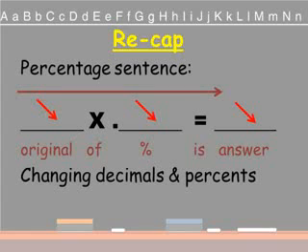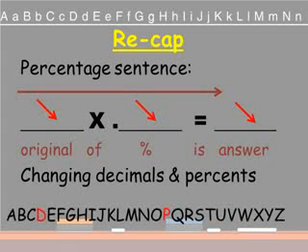Then we have to change our percent and our decimals back and forth, and the way we remember that is we move our decimal point. We look at the alphabet as our little reminder, and if we're going from decimal to percentage, we're going to move it 2 places to the right, and if we're going from percent to decimal, we're going to move it 2 places to the left.